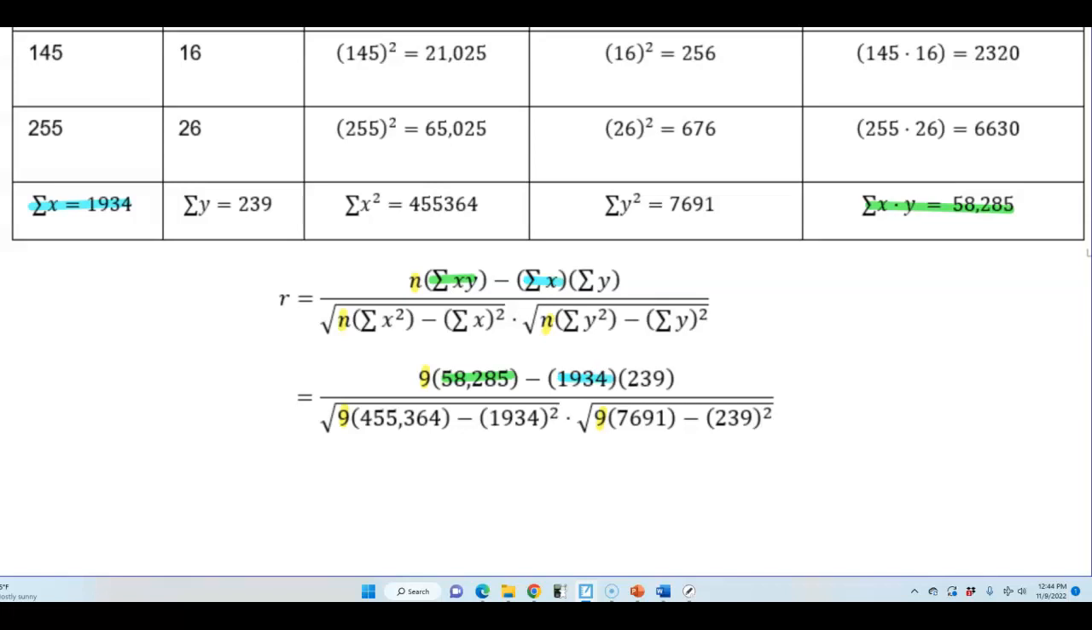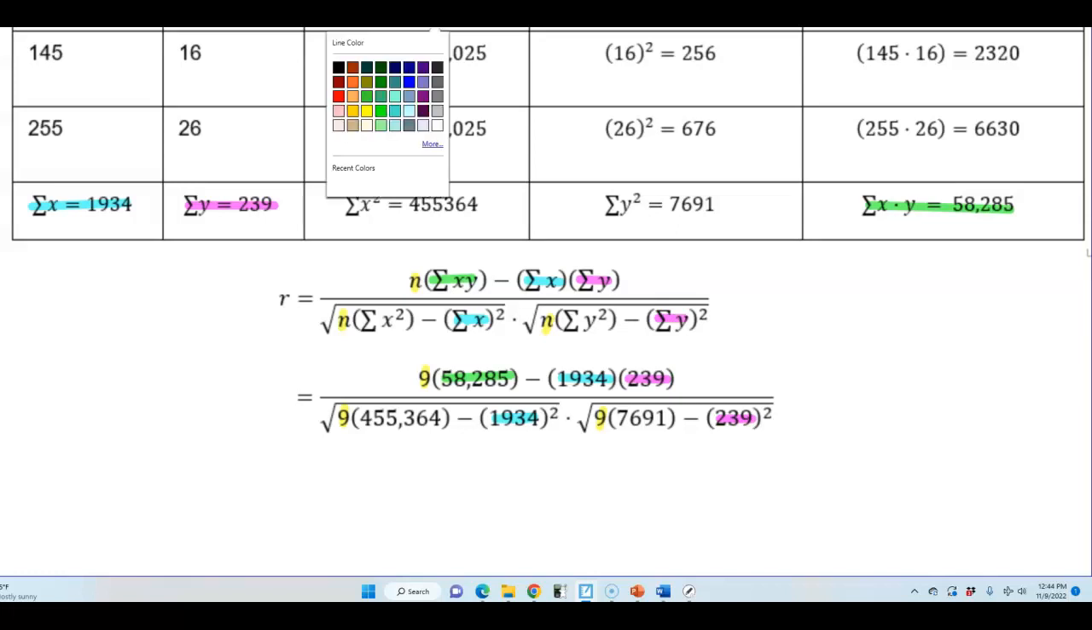And then down here below, we have the sum of x squared minus the sum of x and then square it. So we also have that value here, 1934, and we're going to square that. Now we need to take a look at the value of the sum of y, which is 239. So we're going to multiply that up here in our numerator, which is 239. And then also down here at the denominator, we're going to take that 239 and square it.